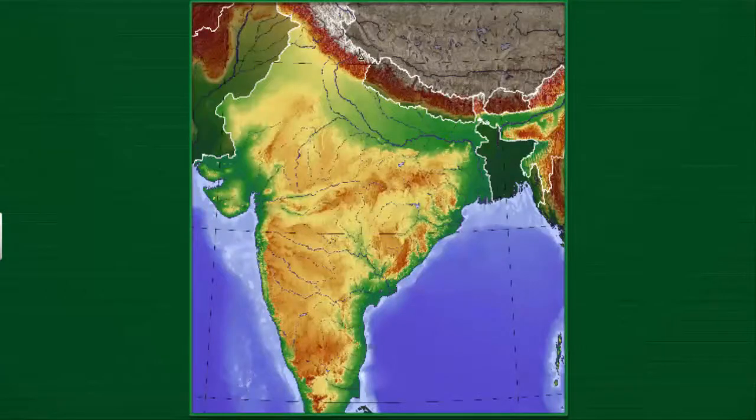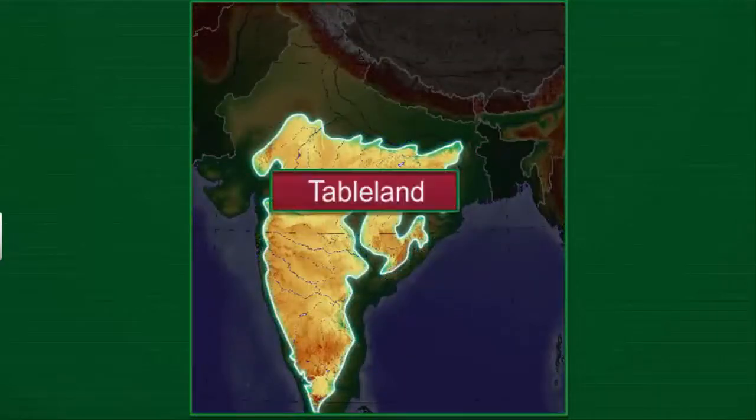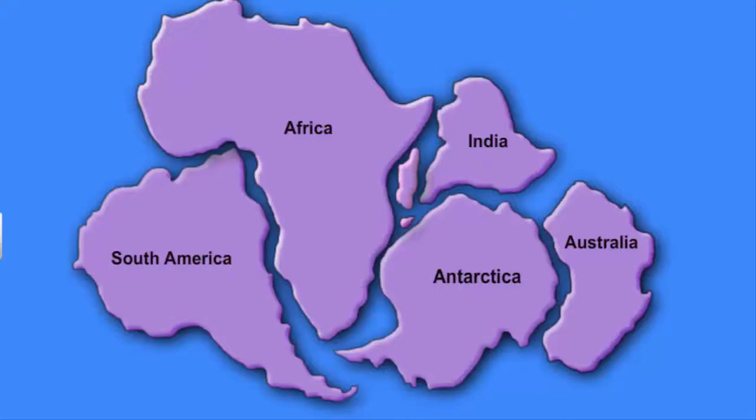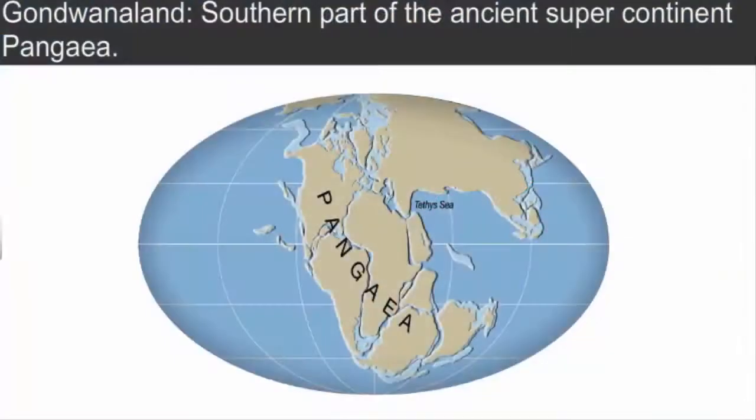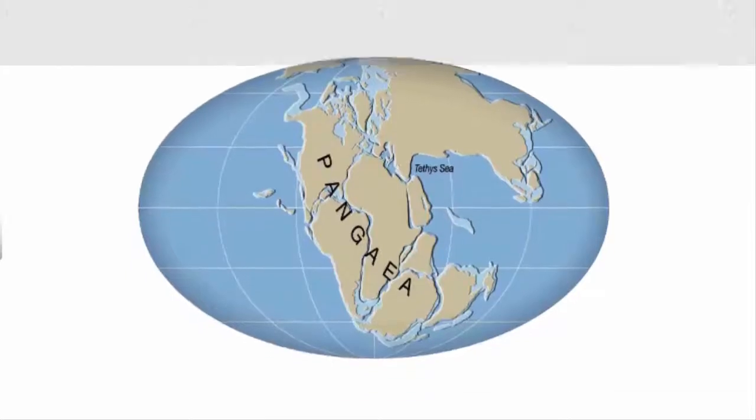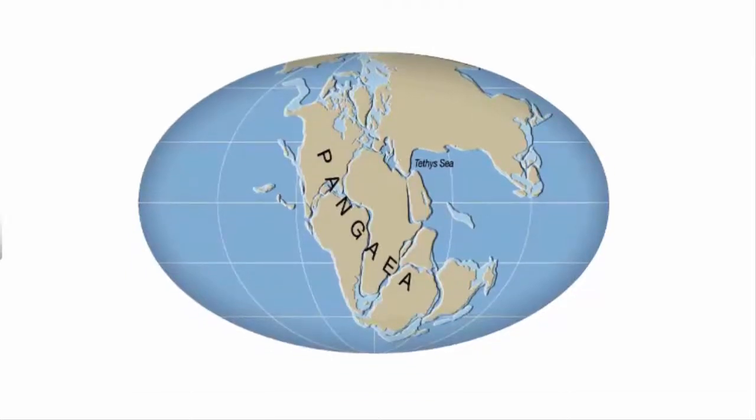As you may know, plateaus are also called tablelands. The Peninsula Plateau is also a tableland. This tableland was formed when Gondwana land broke and the pieces drifted apart. Gondwana land is the southern part of the ancient supercontinent Pangaea, with Angara land in the northern part. Thus, the Peninsula Plateau is part of a very old landmass.